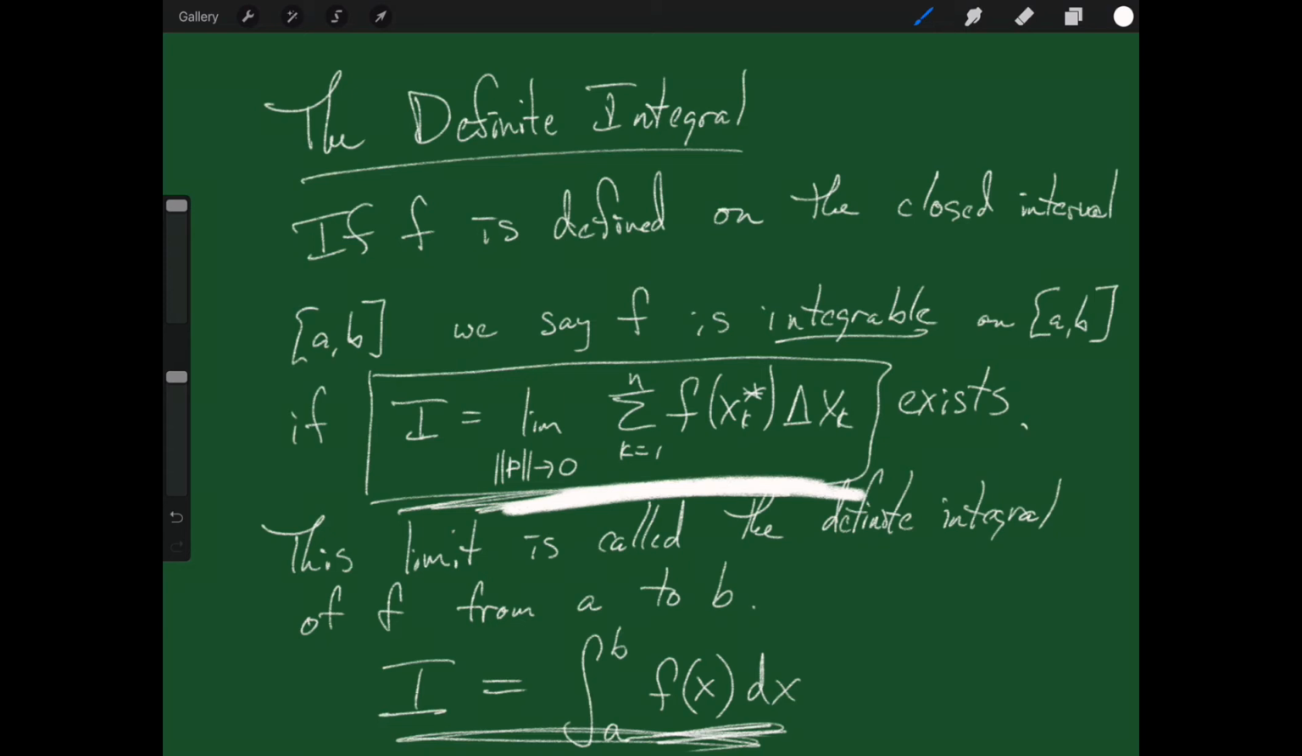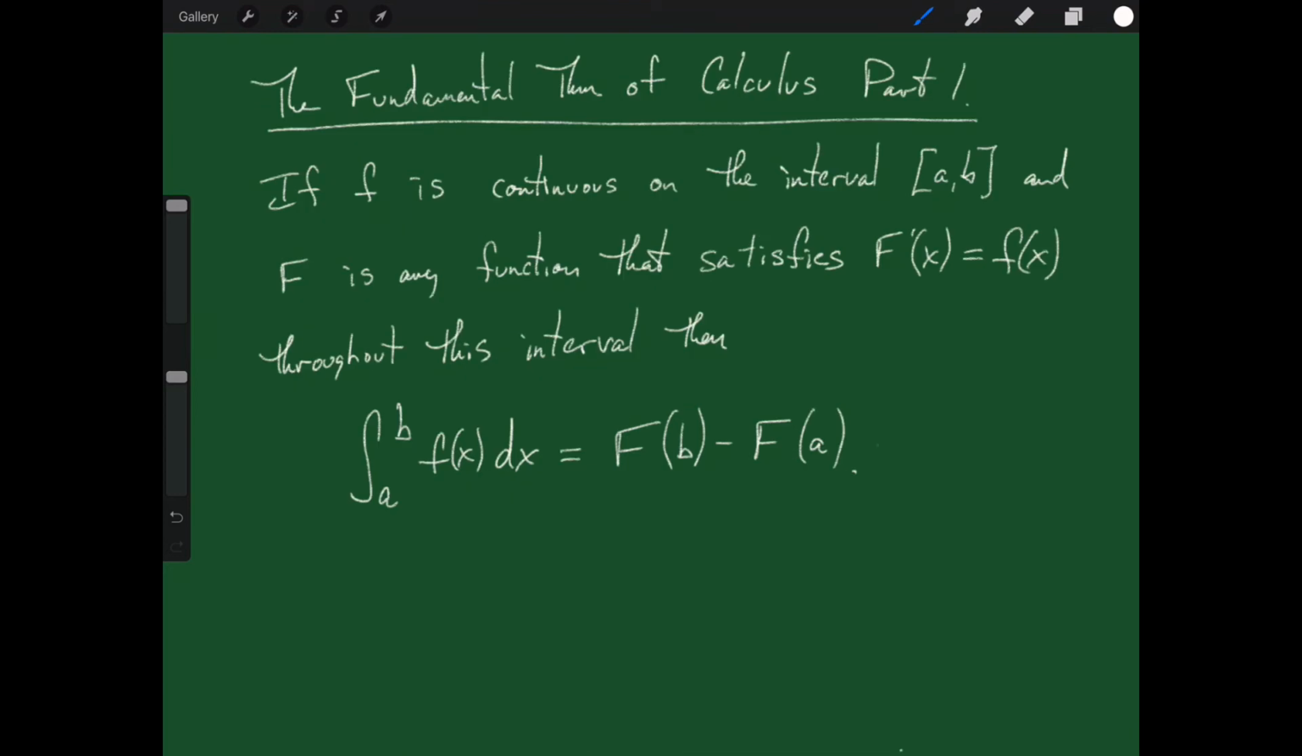Okay, but this is very, very complicated, and as you've seen in the last section, pretty hard to compute in general. And that brings us right into our next subject, and that is what we call the fundamental theorem of calculus. Let's look at the first part of the fundamental theorem of calculus.